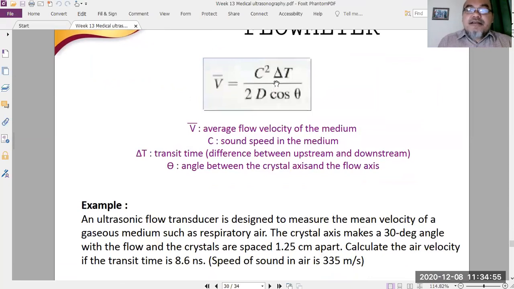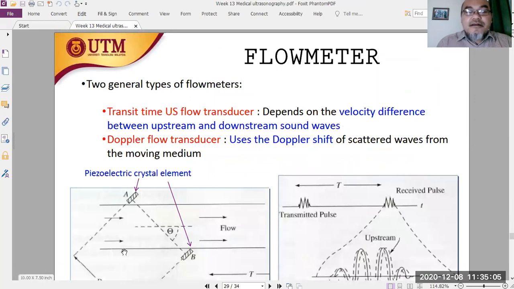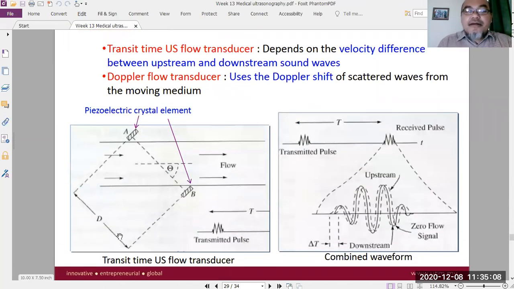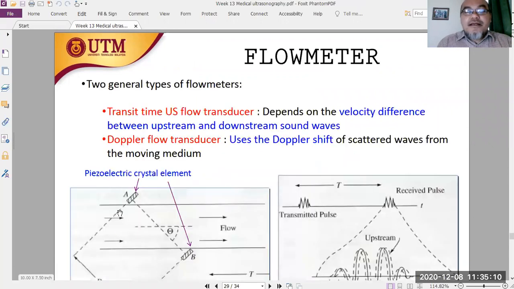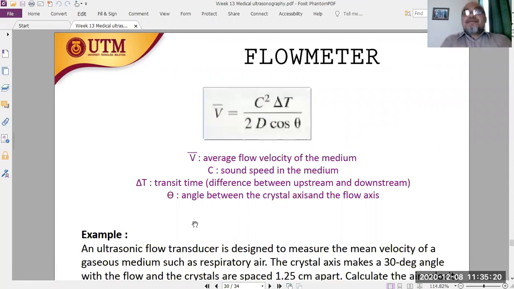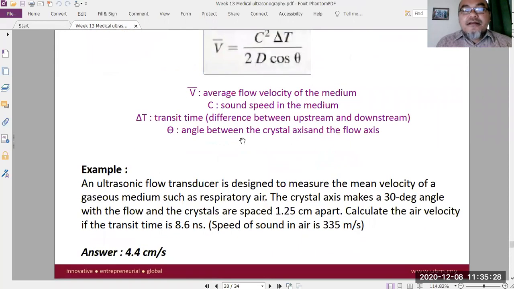So C squared times delta T, the transit time between the upstream and downstream, divided by 2 times D cosine theta. D is the width here, this D. So D cosine theta will be equal to this distance, the horizontal distance between A and B. And theta is the angle between the crystal axis and the flow axis.